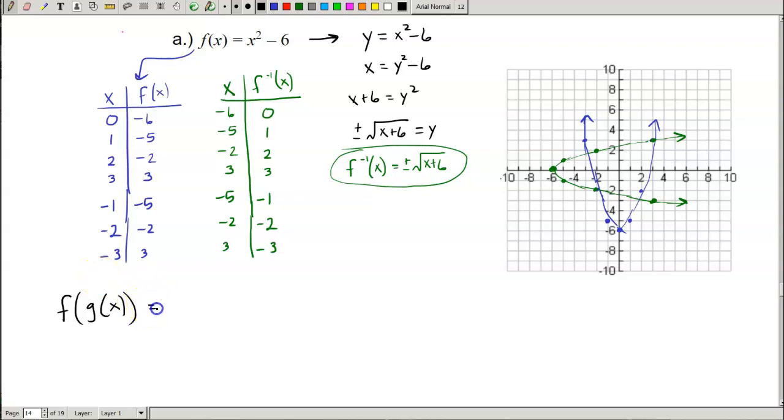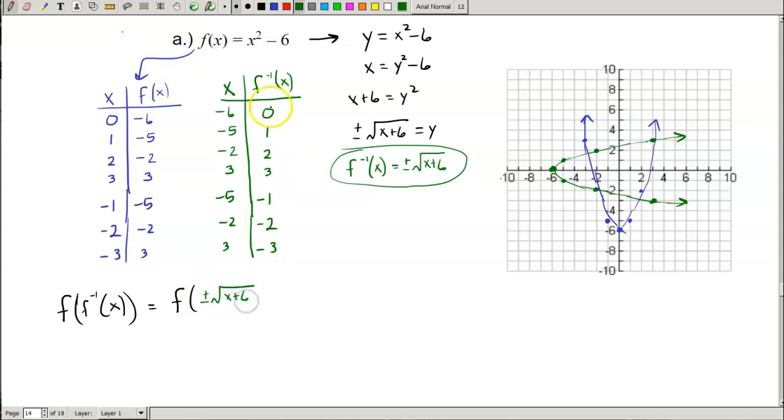So f of g of x here would be f of g of x. In this case, let's switch this from g of x to f inverse of x, because that's the notation we're using. It's not g. The inverse of x is root x plus 6. And I realize it's plus or minus, so we could do both of those. We could first do the plus version of it, and then the minus version of it. But you'll see what happens here. So I'm just going to put plus or minus, because we can do both.